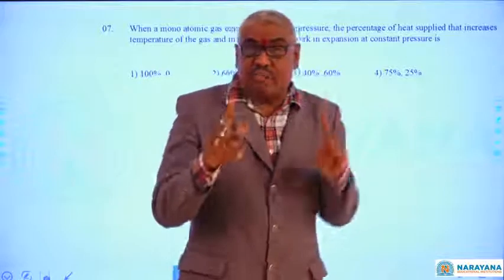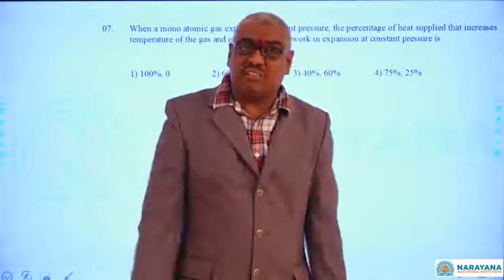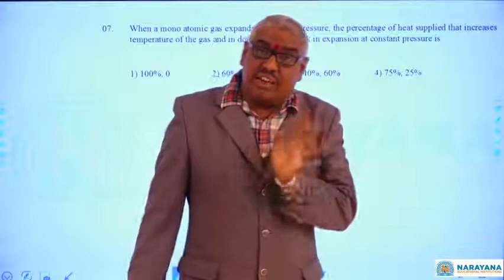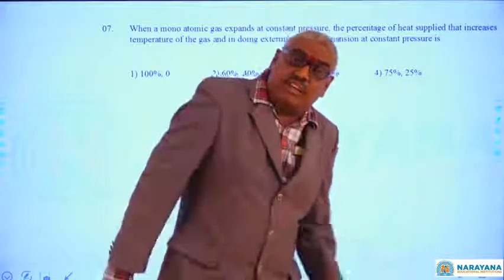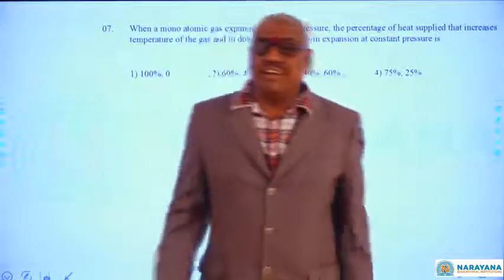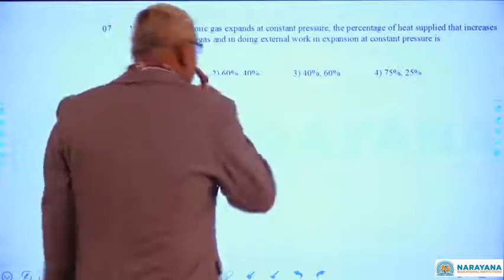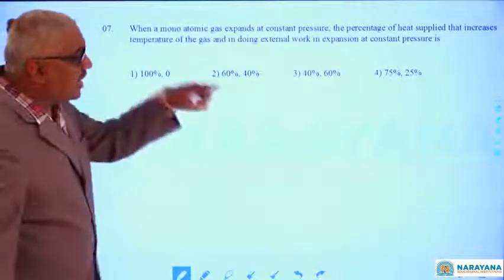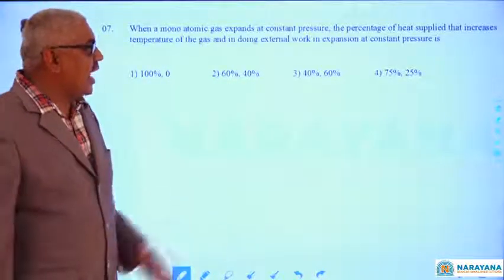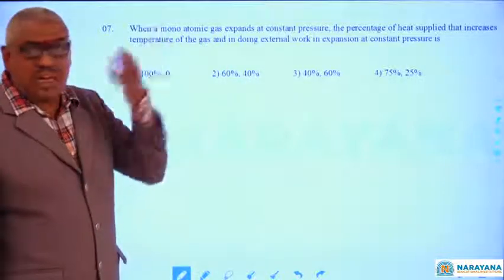Now first of all we want the ratio of external work done to the heat supplied, and next the percentage of heat supplied that increases temperature. Listen carefully: he said increases temperature, he did not say increase in internal energy. Increase in temperature is increase in internal energy. So I will be saying the ratio of internal energy to the heat supplied, and next the ratio of work done to the heat supplied.